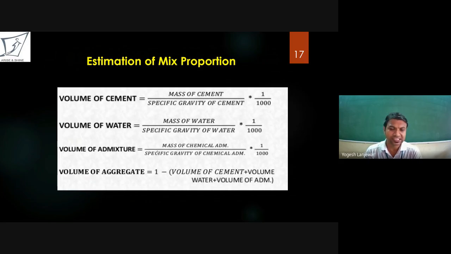After that, this particular step totally depends upon the requirement. Volume of admixture is equal to the mass of chemical admixture divided by the specific gravity of the chemical admixture, and again it should be multiplied by 1 by 1000. At the end, we have to get the volume of aggregate. So volume of aggregate is equal to 1 minus (volume of cement plus volume of water plus volume of admixture).